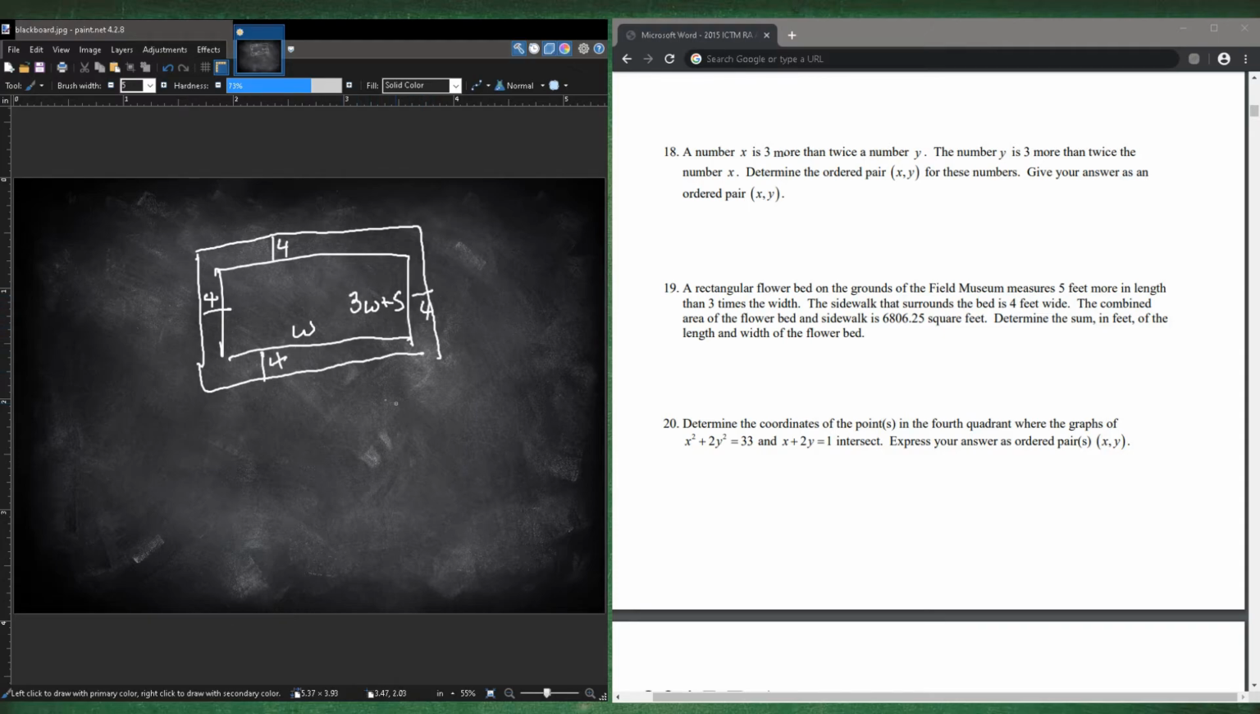So the combined area of the flower bed and the sidewalk is 6,806.25 square feet. Determine the sum in feet of the length and width of the flower bed. Okay, so we need to find the length of the flower bed and the width of the flower bed and add them together. So that's going to get our answer. So they said the area is 6,806.25 for both parts.